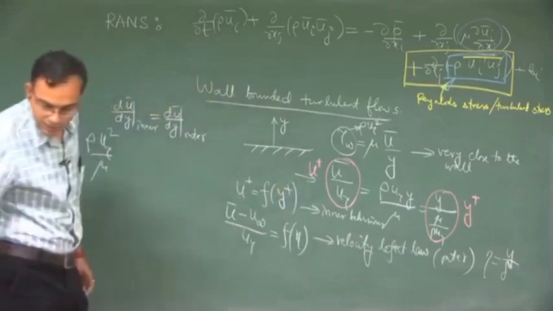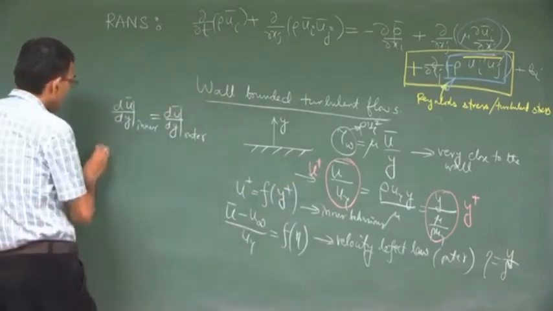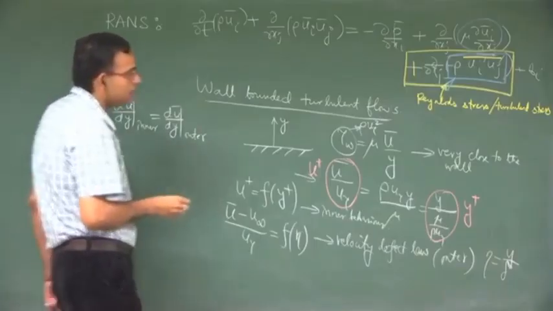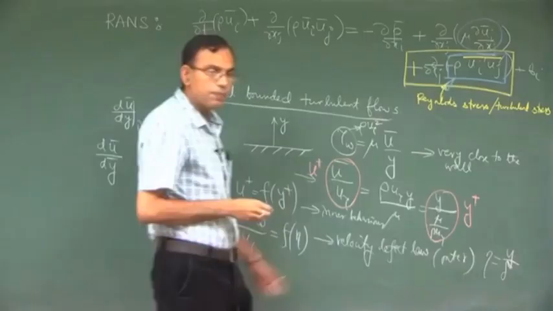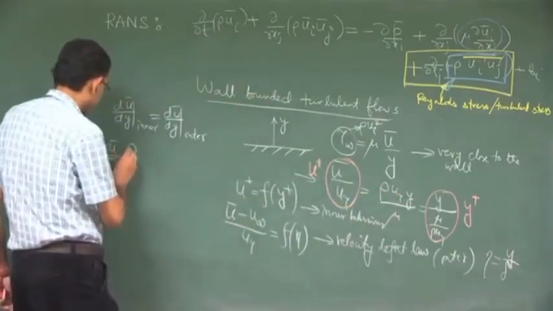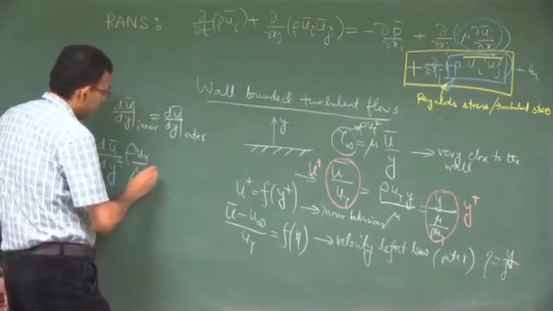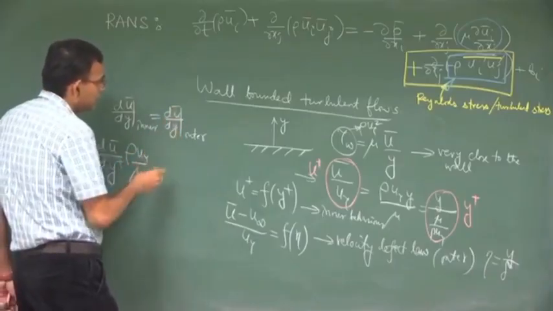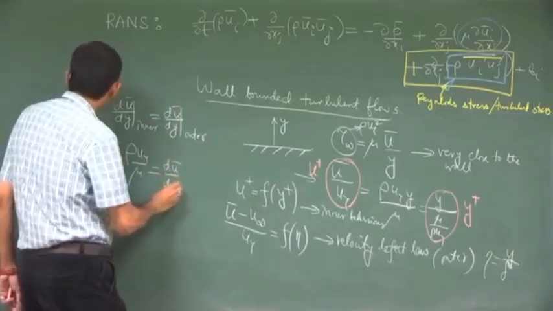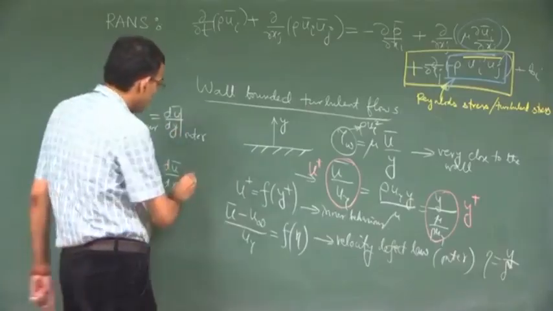So, or you can write it in another way, du dy plus into dy plus dy, dy plus dy is rho u tau by mu. And this is du bar d eta into d eta dy, d eta dy is 1 by delta.